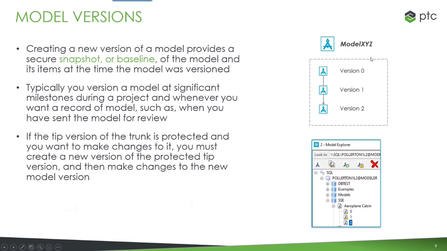So we can see in our graphic, Model XYZ has version 0, version 1, version 2. And then, of course, as you create new versions, they'll go to 3, 4, 5, and so on. So a version is a way of really snapshotting or baselining the previous version. As you create a new version, the previous version becomes protected. You can unprotect it if you want to modify it, but the default behavior is to protect it. We can see in the graphic at the bottom, version 2 is not protected, so this is the live model version. Version 0 and 1 have been protected and are essentially locked to edit.